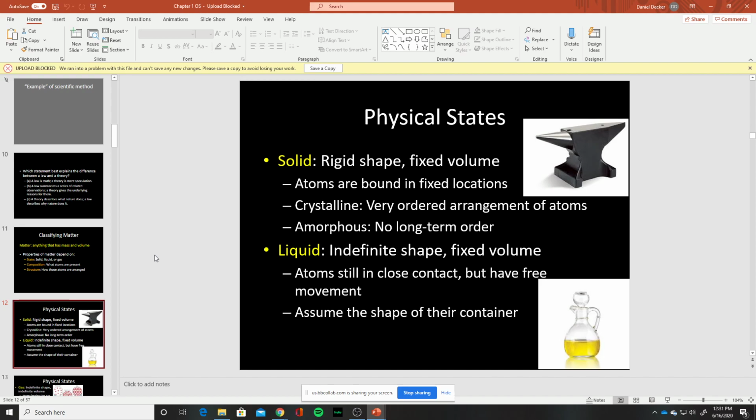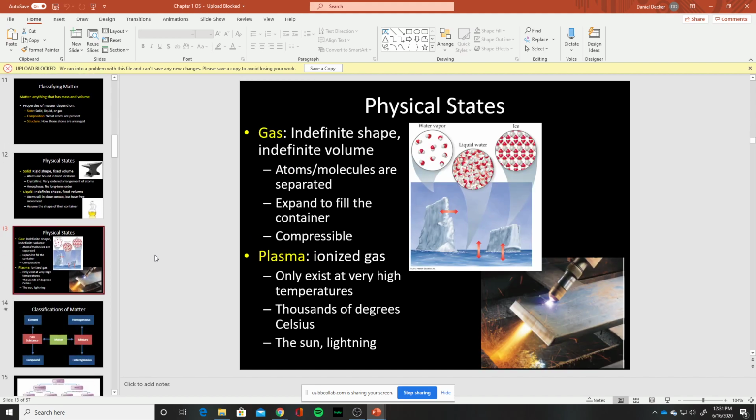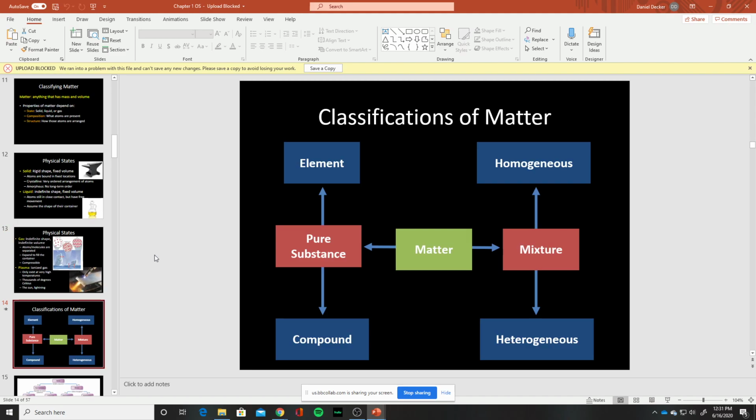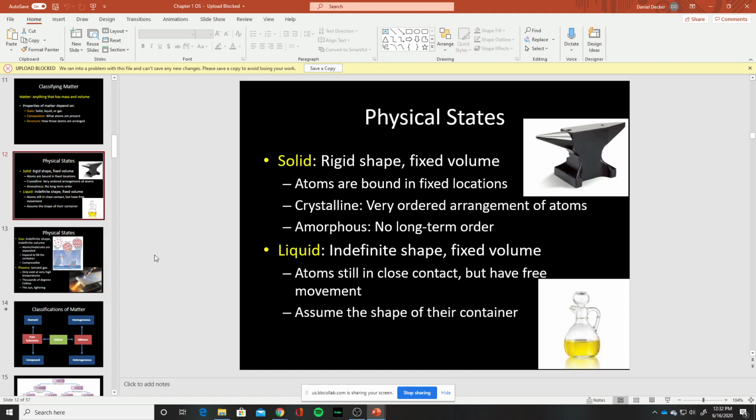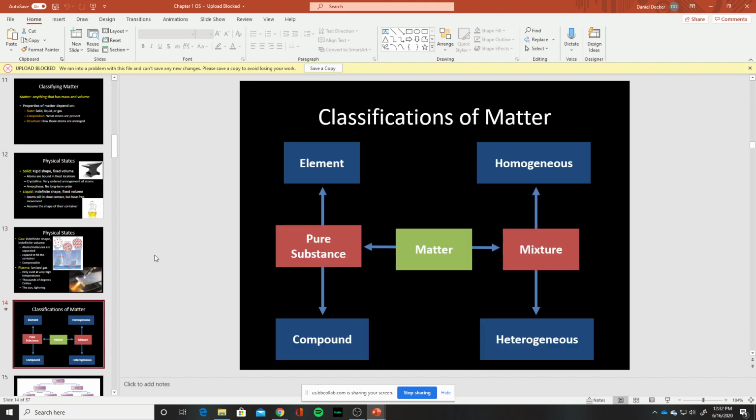So through this section here, it talks about solids, liquids, gases, and then elements, compounds, homogeneous mixtures, heterogeneous mixtures. I don't really have you classify things based on solids, liquids, or gases, but you should know the general properties of those things. You should for sure know how to classify things into these four categories here. And you will have questions over this on the exam.